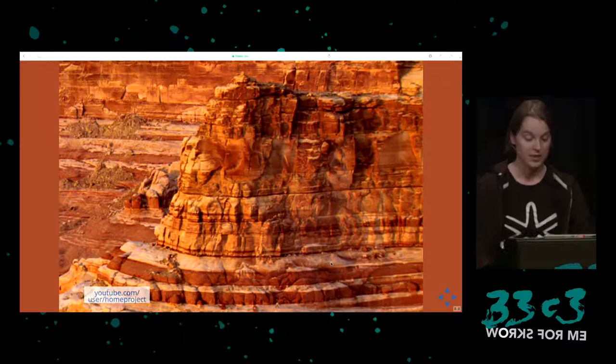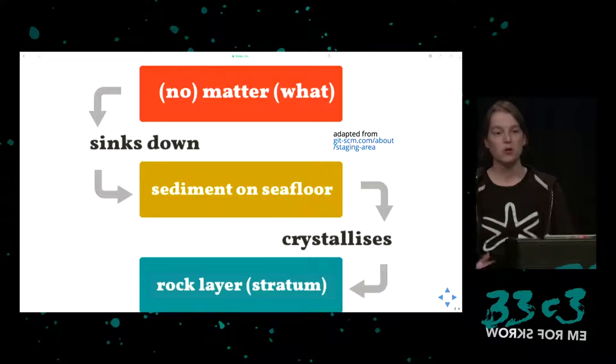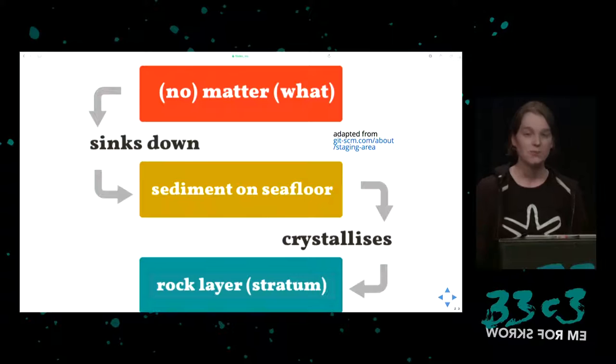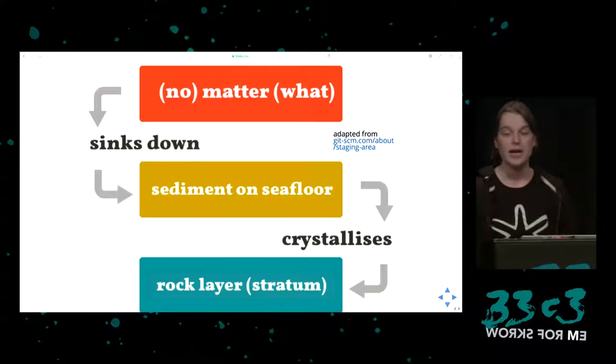Now, how do they form? Simplified, they form by any kind of material sinking down through a water body, like an ocean or even just a lake, to the seafloor where they form sediments, and by a variety of processes which essentially amount to crystallization, the sediments solidify into hard rock, and then we have a stratum, or in plural, strata. The type of material can be really anything from sand to the biomass of the organisms that live in the water body. And whenever something changes in Earth history, the sedimentation might also change. So stuff might sink faster, more stuff might sink down, or different types of material. And therefore, you get a new layer which you can distinguish.